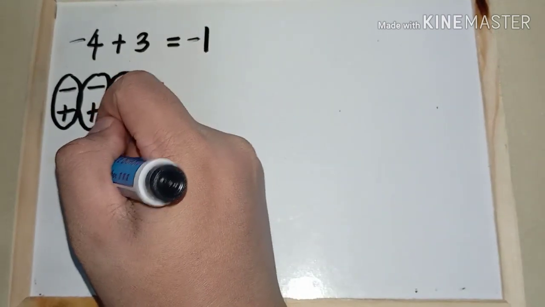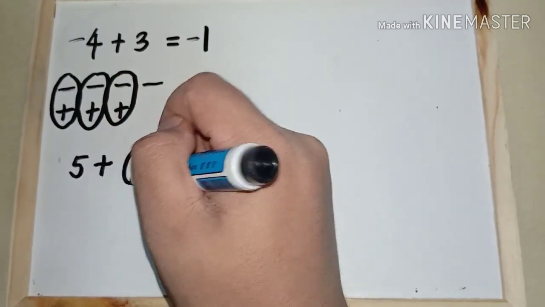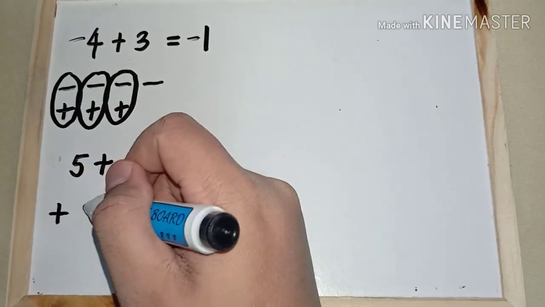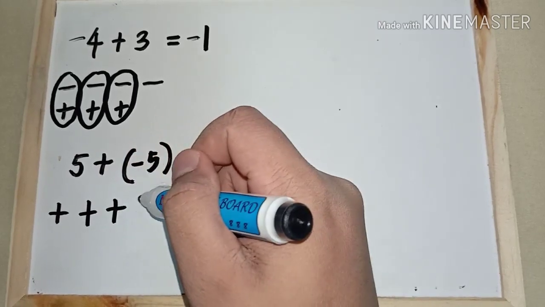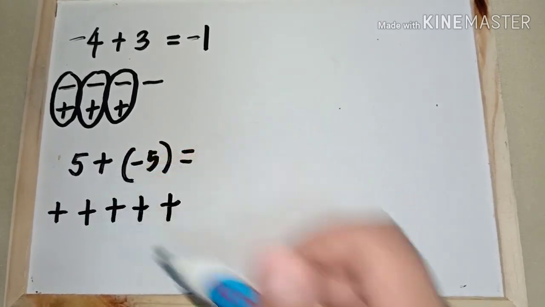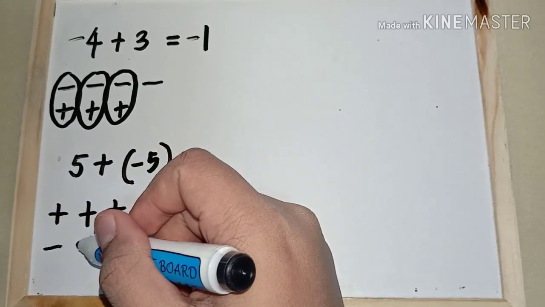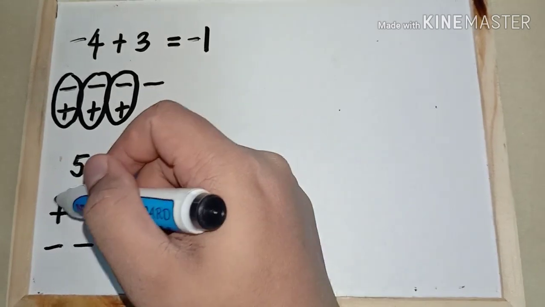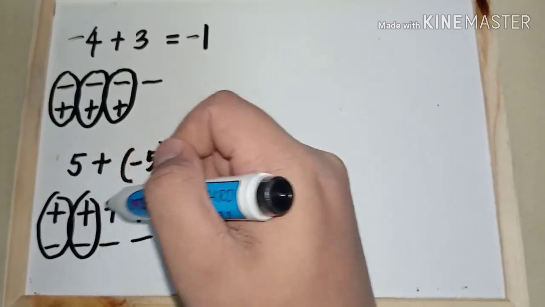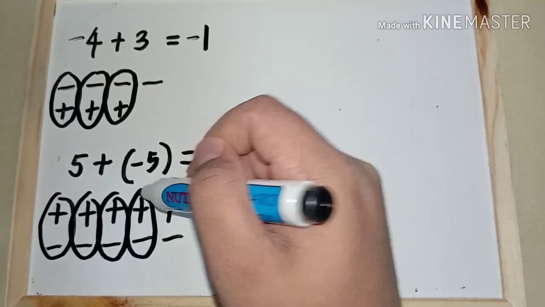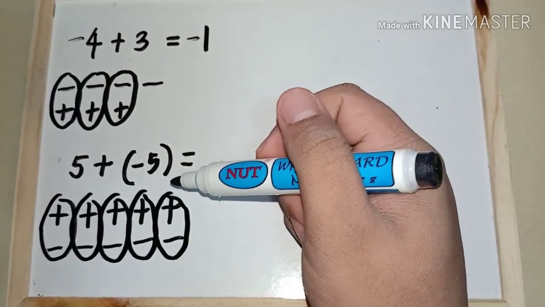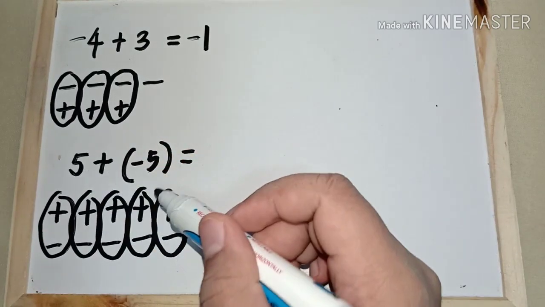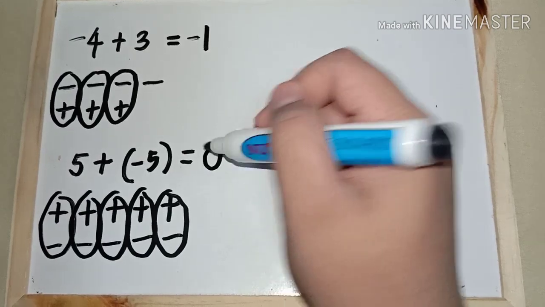Another example is 5 plus negative 5. So you just draw 5 integer tiles. 1, 2, 3, 4, 5. And 5 negative integer tiles. 1, 2, 3, 4, 5. Take away the zero pairs. And if you observe, everything forms a zero pair. So that means nothing is left. Therefore, 5 plus negative 5 is equal to 0.